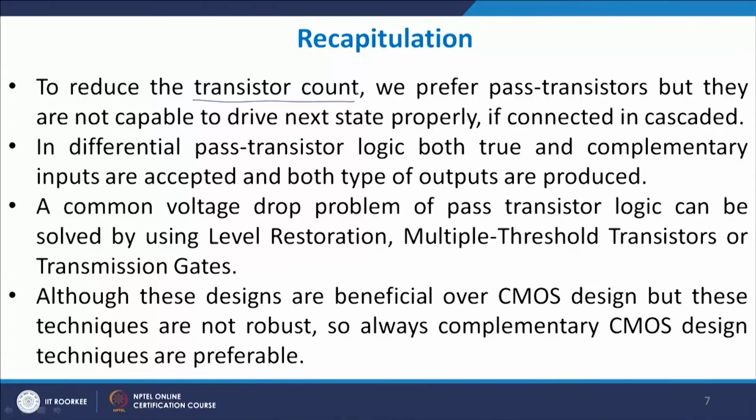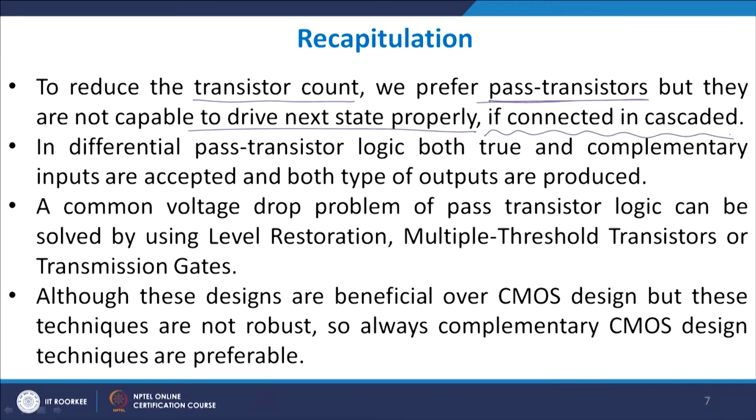So, to recapitulate, let us see what we did. To reduce the transistor count, we preferred what is known as pass transistor logic, right. But pass transistor logic has difficulty driving the next stage properly. The reason being, there will be a drop in the voltage available to it, and it might be even lower than the switching threshold of the subsequent block, right. And as we see, if it is connected in cascade, you do have a problem of transmission.